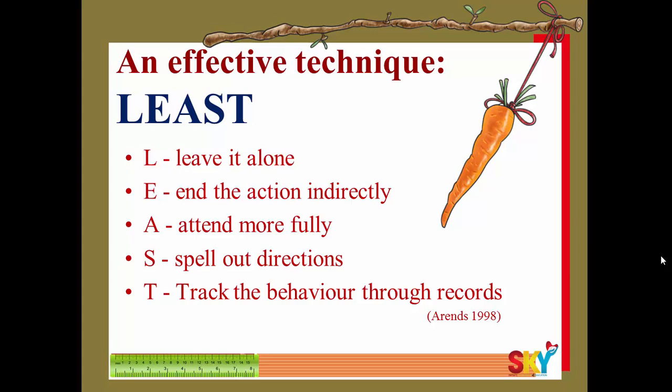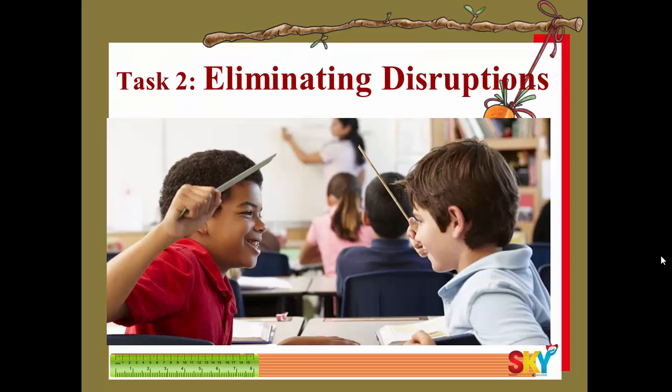Number 4, S, is spell out directions. We will talk about that in great detail. You tell them exactly what and how you want it. And finally, T, is track the behavior through records. So you have this numbered warning, you have written records, you actually are finding out any challenges or change in a child's behavior and personality. Believe me, this LEAST is just a small tip for you, but it's a very effective technique. It was developed by Ahrens in 1998, but is still used today, almost 2 decades later, very effective.